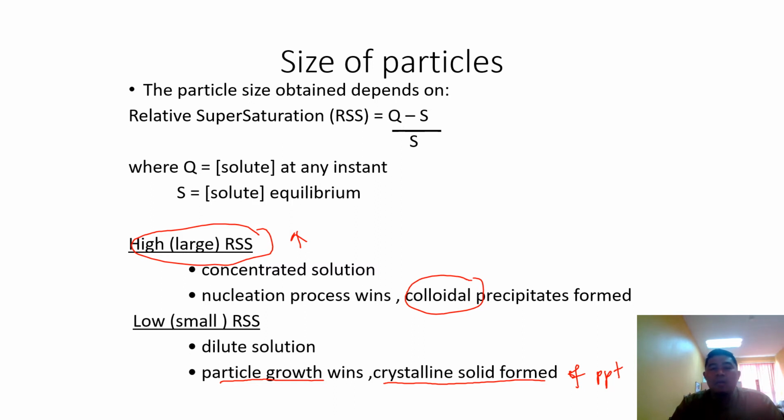Precipitate. If let's say you have a very low RSS, okay, you have a low RSS, so meaning that in a dilute solution the particle growth wins. So particle growth tu maksudnya dia akan dapat large size of precipitate. Okay, so normally your precipitate formed is in a crystalline state.